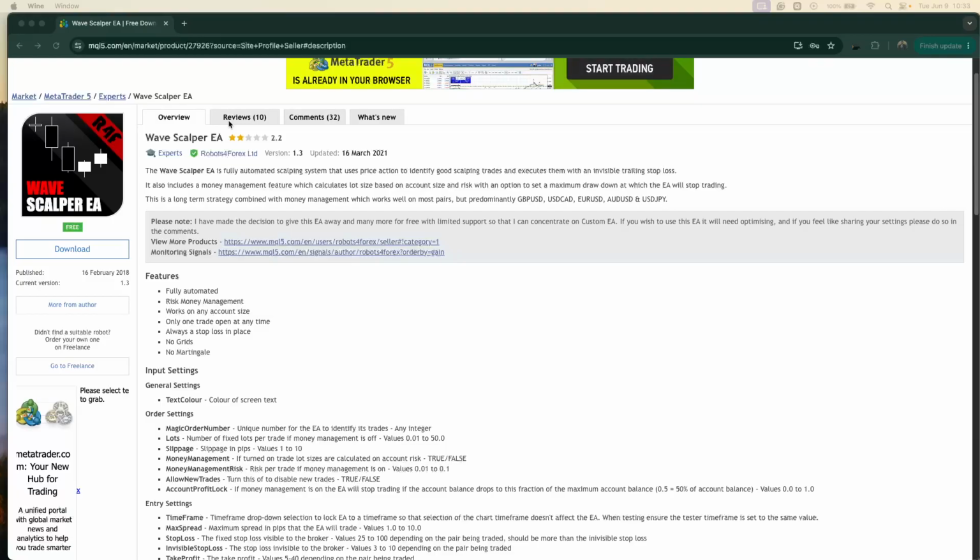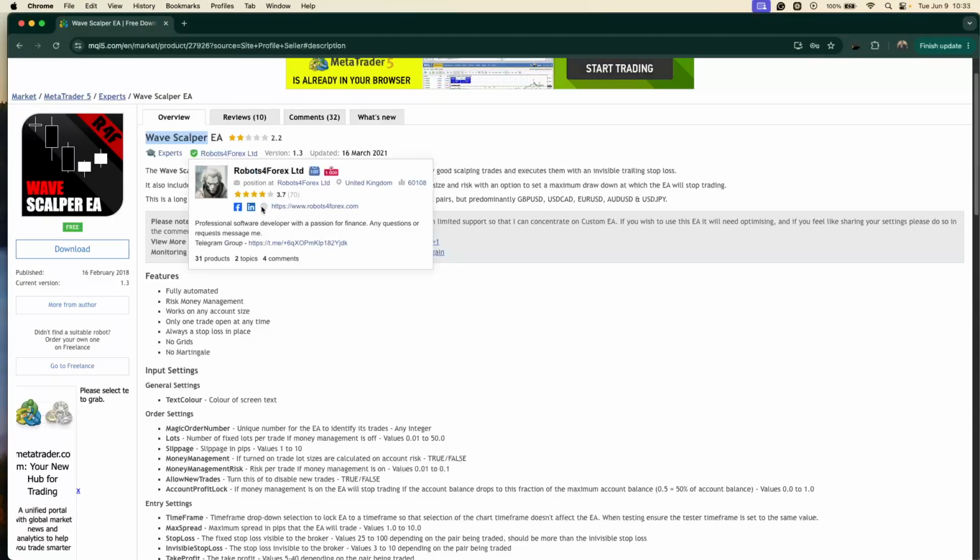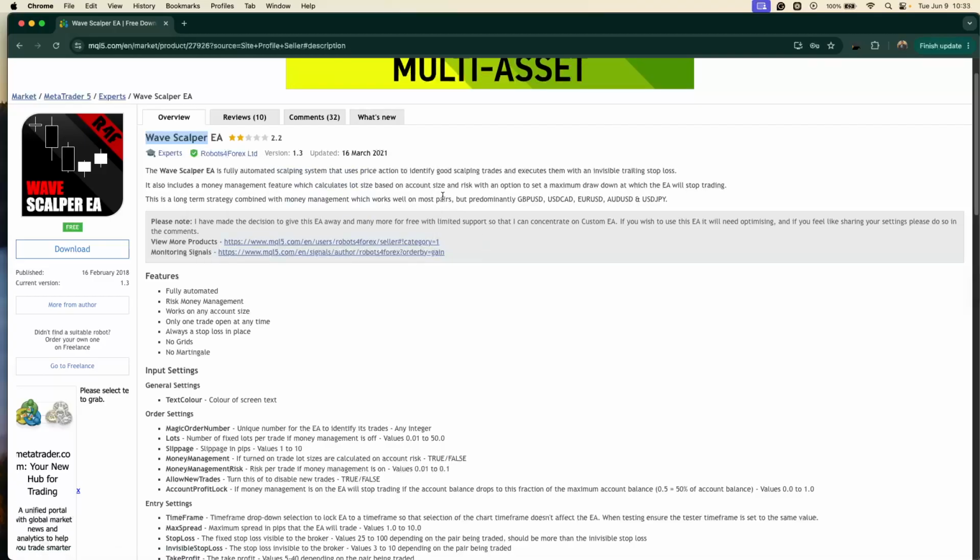And let's get started. Talking about the Wave Scalper, from the developer's page, it's a fully automated scalping system that uses price action to spot high probability trades, mainly on pairs like GBP USD, USD CAD, EUR USD, AUD USD, and USD JPY. It runs on the 30 minute and 15 minute time frames and focuses on impulse waves that go with the trend for better odds.